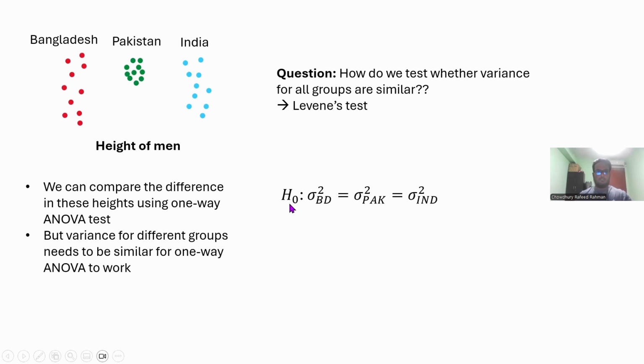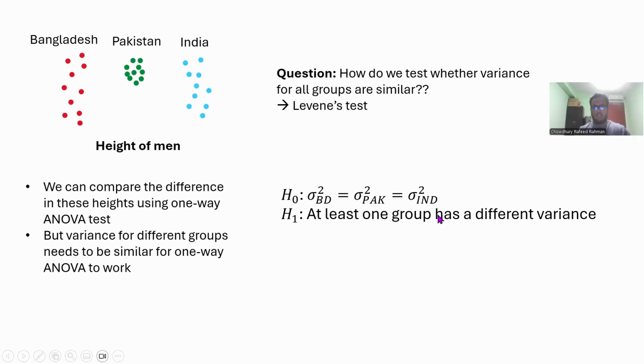So the null hypothesis of Levene's test is the variance of all the three groups are similar. And the alternate hypothesis is that at least one group has a different variance. So not all three have to be different. For example, here Bangladesh and India are similar, but at least one group, right? So even if only one group has a different variance, then still this test will return a very small p-value. That means you can reject the null hypothesis, right? So that is the important thing to understand.